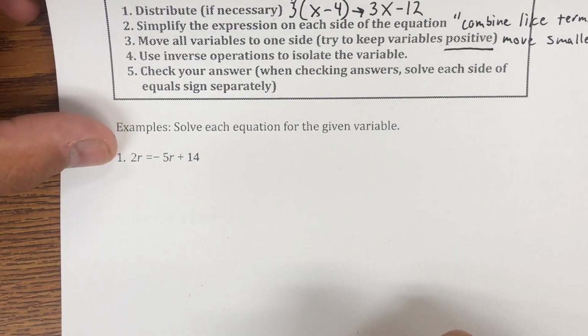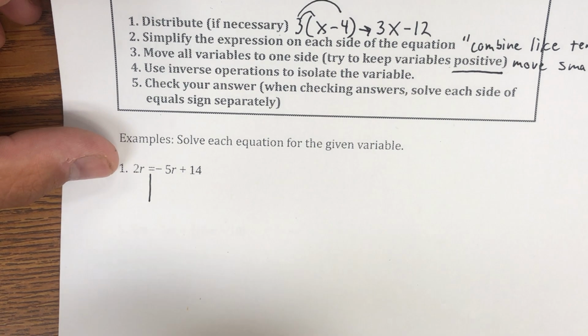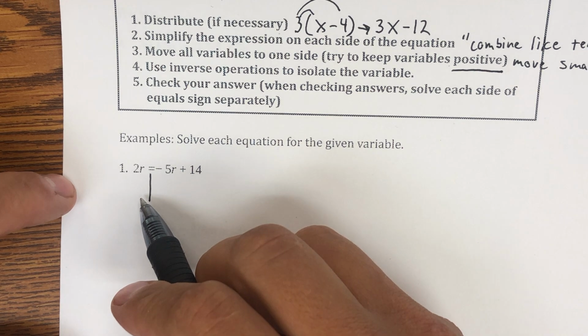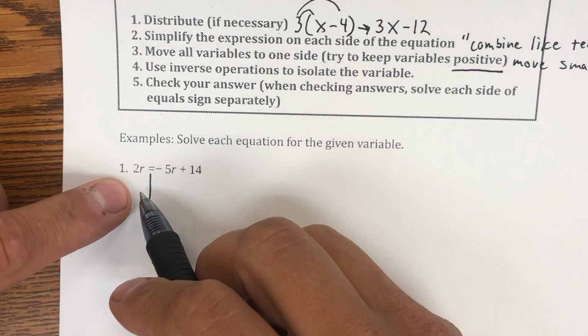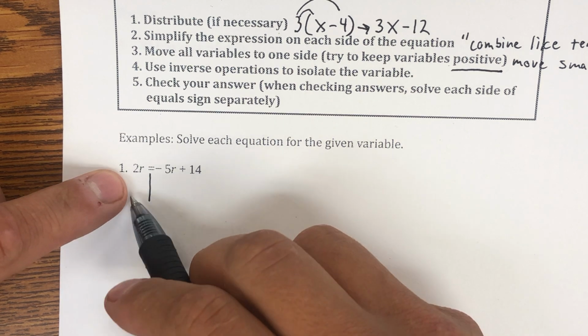So first one, 2r equals negative 5r plus 14. So I have an r on the left and an r on the right. I need to round them up to the same side. Like we said, to keep them positive, I will move the smaller one. Negative 5 is smaller than 2, so I'm going to bring it to the other side.